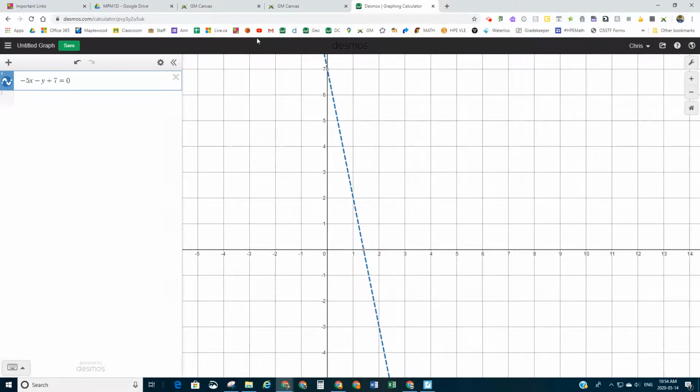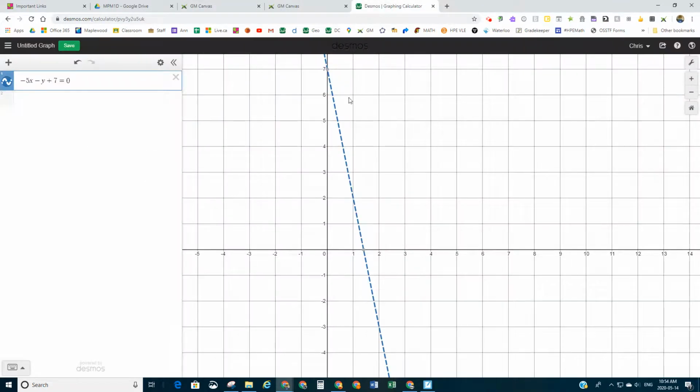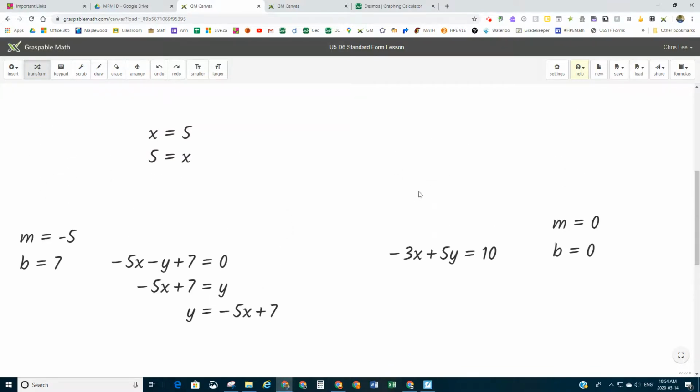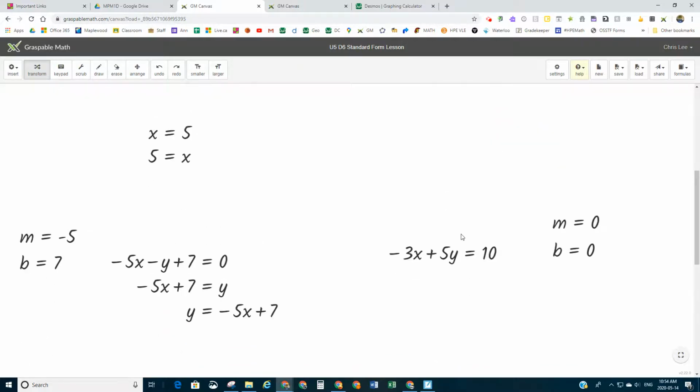Now, does this actually have a slope of -5 and a y-intercept of 7? Yep, it's going through at 7. And if I go down 5, 1, 2, 3, 4, 5, and over 1, indeed it is the slope of -5. All right, great. So one last one. This one you'll see feels a little bit like that, where we're going to rearrange. The y is positive, so let's leave it there, and we'll move everything else over.